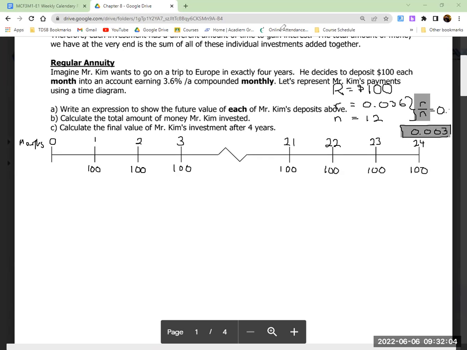You ready? How much interest did I earn on the $100 I put in last month? How much time passed? For this $100, how much time has passed when I got to 2 years? Yep, 1 month. 1 month of interest. You know what percentage that is? 0.036. That's for the entire year. So how much did I earn in 1 month?